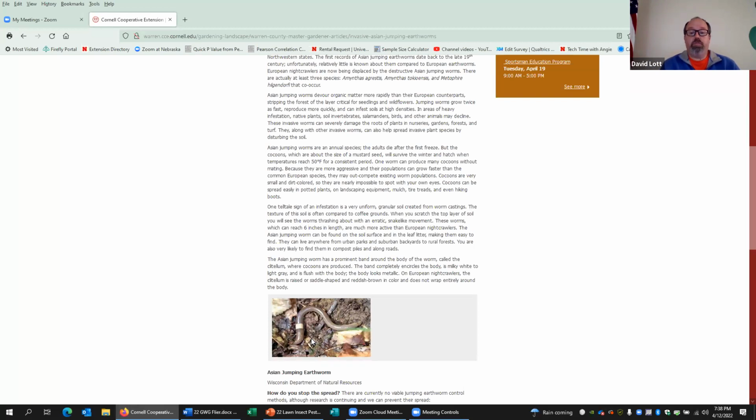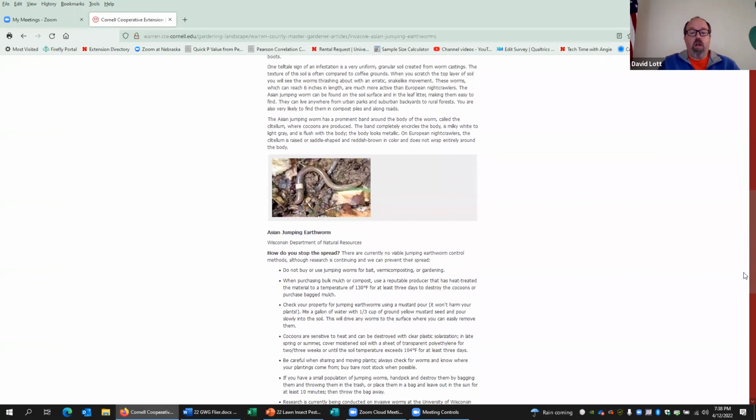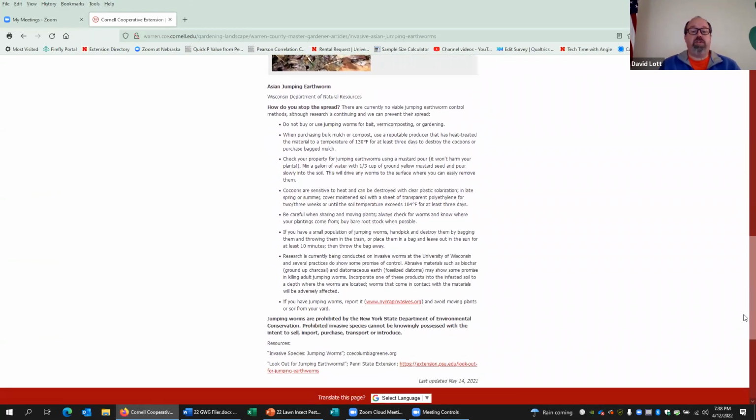So, is there any type of treatment? I'm scrolling down. Okay, so here's how to control the spread. Do not buy or use jumping worms for bait, compost, or gardening. And when purchasing bulk compost, make sure you have a reputable source that has gone through the hot treatment, the heat treatment.